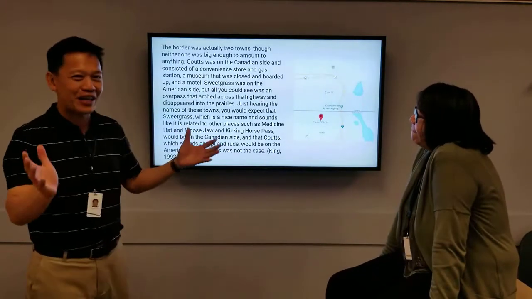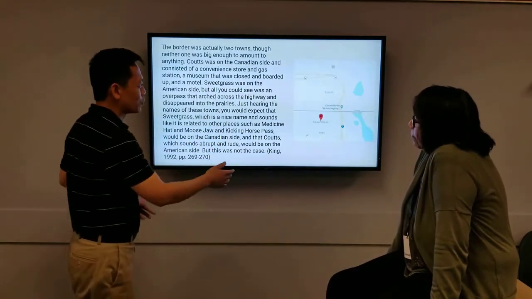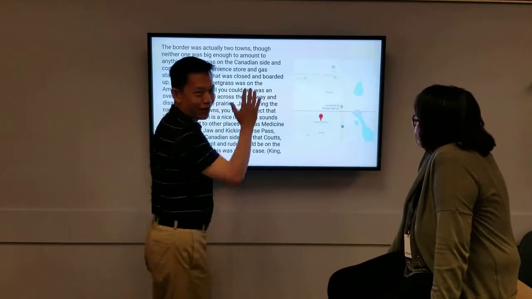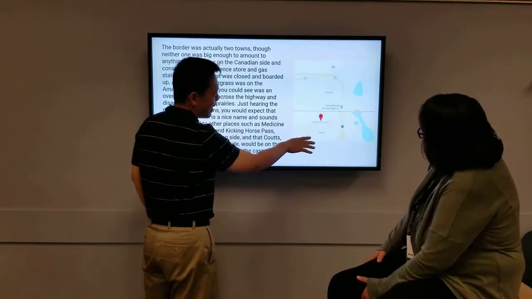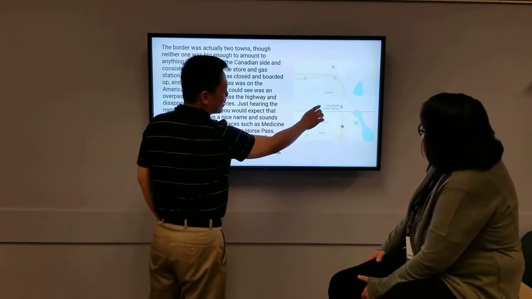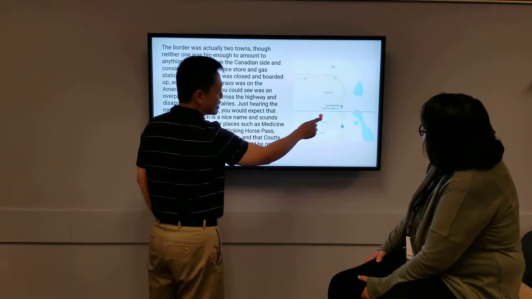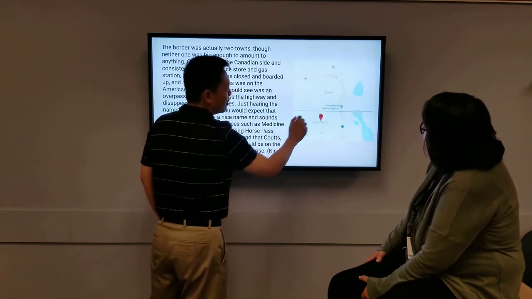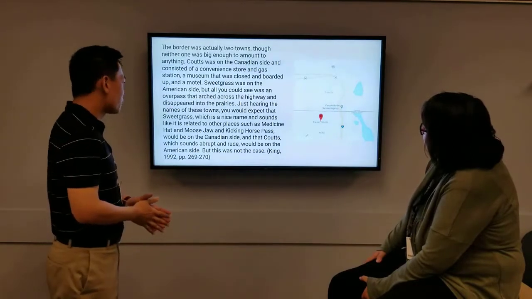So just to give you an idea about what Tom King is referring to, Sweetgrass, and I got this from Google Maps, is here on the American side, and Coutts will be on the Canadian side. So in the short story, Tom King and his mother were kind of caught here. And so about the names, Priscilla, the names are so interesting.